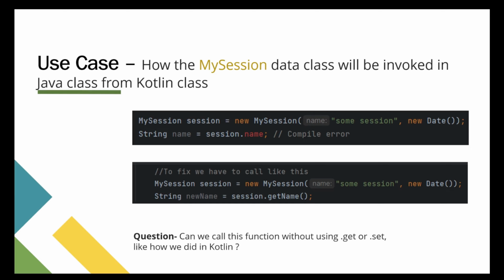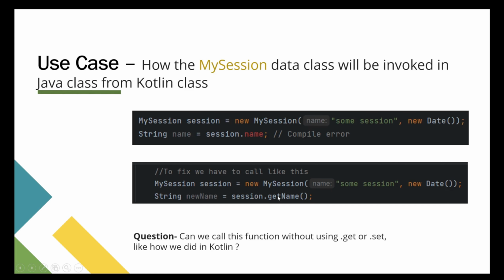But how will this work in Java? Let's see the example. MySession equals new MySession; this is a new object that we are creating for the MySession class, and we are passing two parameters, some text and then the date. If I try to do session.name, it will give me a compile error, which was fine in Kotlin but fails in Java. To access the name parameter of the MySession class, I have to use getName, session.getName.